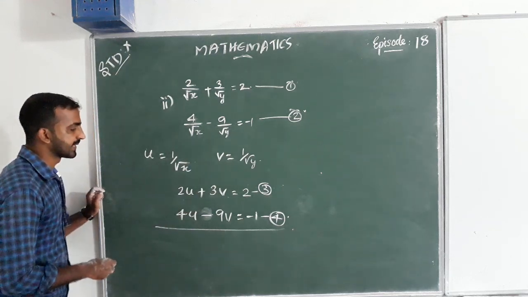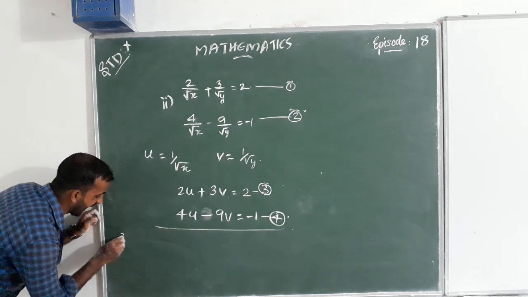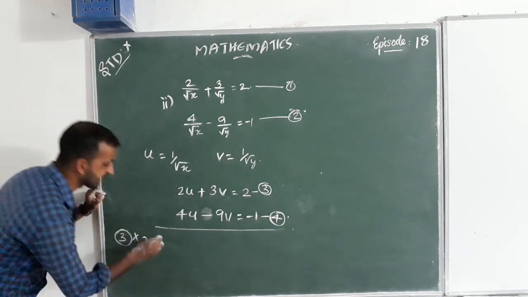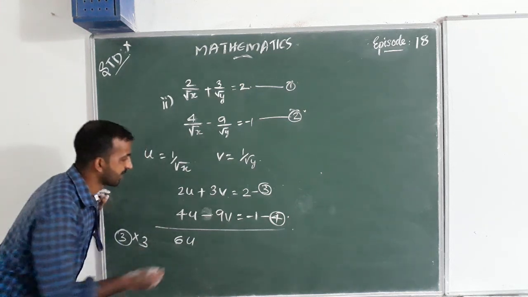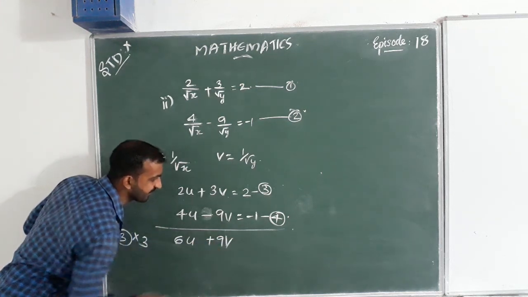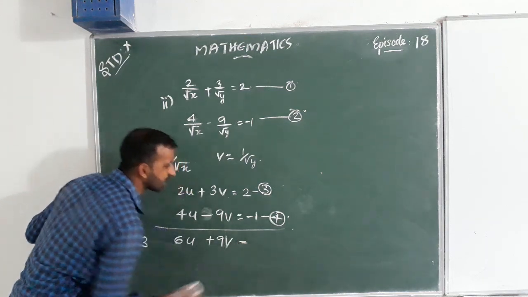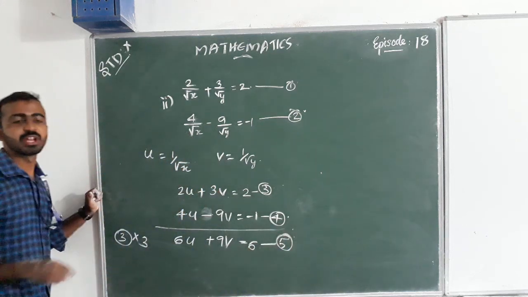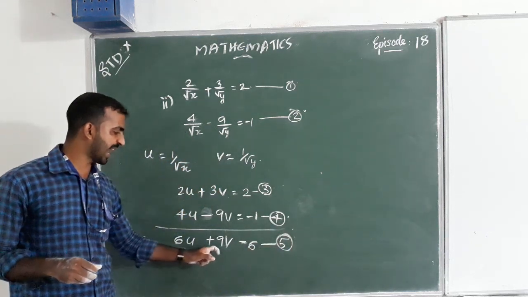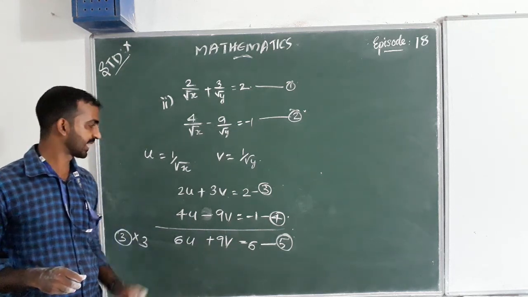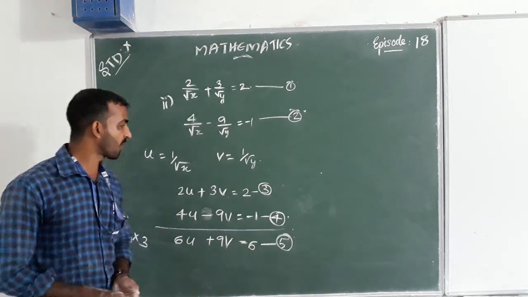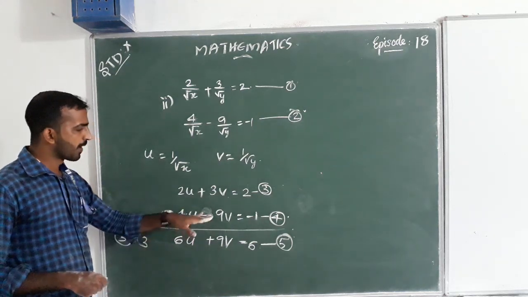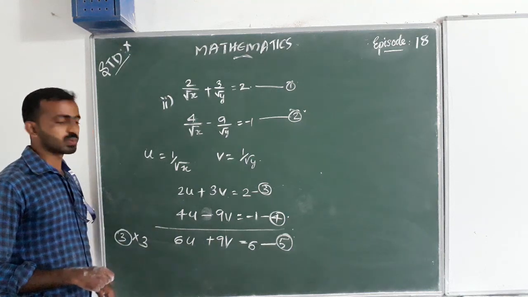Equation number 3 into 3. We get 6u plus 9v equal to 6. That is our equation number 5. That is, we multiply by 3 throughout equation number 3, and we get 6u plus 9v equal to 6.